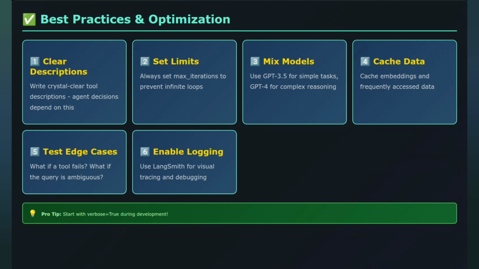5. Test with edge cases. What happens if a tool fails? What if the query is ambiguous? Think like a QA engineer.